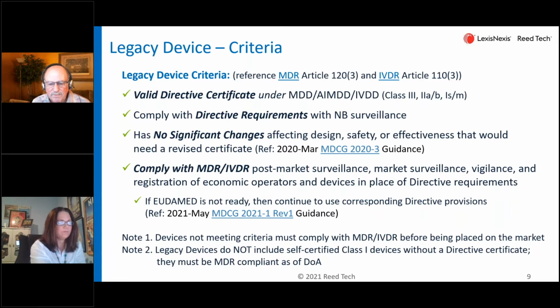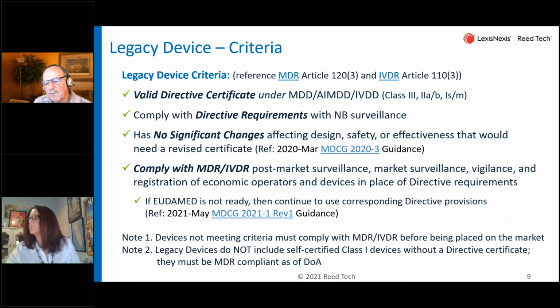Devices that do not meet the above criteria must follow the new MDR regulations and be evaluated to them. So that is quite a transition. So hopefully you're able to enjoy this transition period of time. The other note is that the legacy device category does not include self-certified class 1s. So this whole provision, legacy devices, was based on the fact that you had a directive certificate, not self-certified. So they fall into a different bucket.